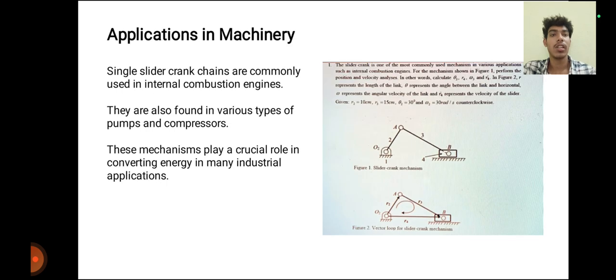Applications in machinery. Single slider crank chains are commonly used in internal combustion engines. They are also found in various types of pumps and compressors. This mechanism plays a crucial role in converting energy in many industrial applications. Observe in this figure the slider crank mechanism.